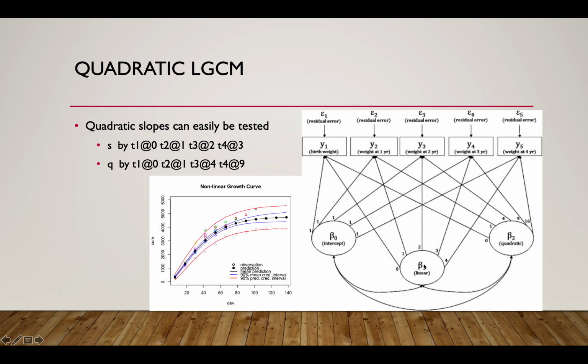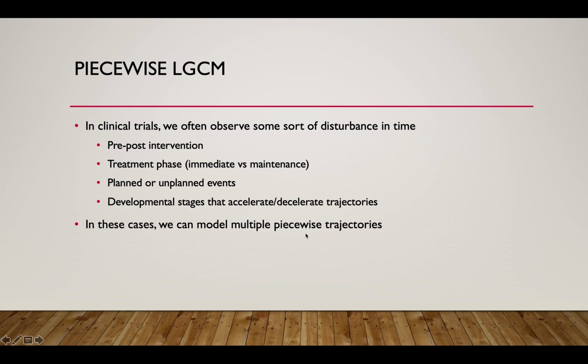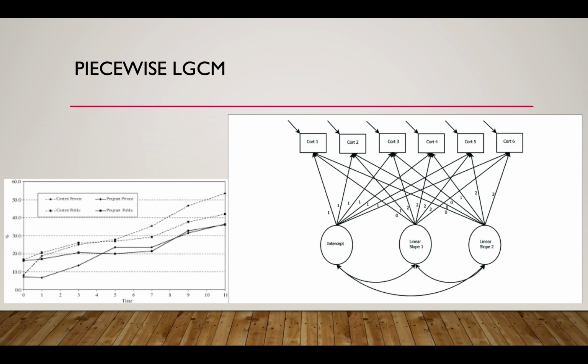So we can also model acceleration and deceleration trajectories by using these piecewise slopes in conjunction with quadratic slopes. And so here's a simple example of how we might model a piecewise growth. You can see here we have very shallow growth, and then at some point after time 7, growth kind of accelerates, and so we have these two different types of slopes.